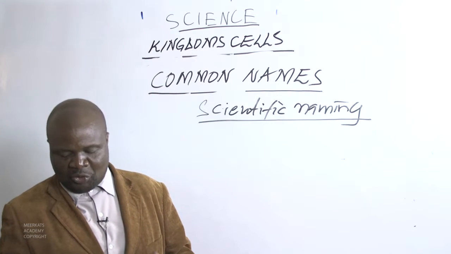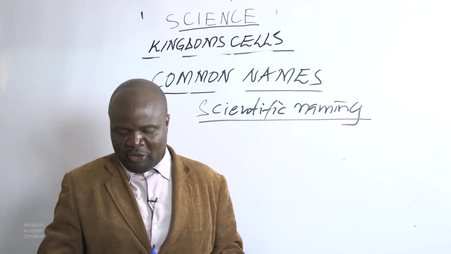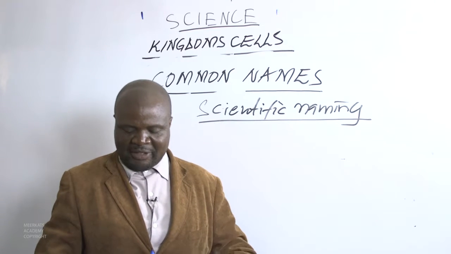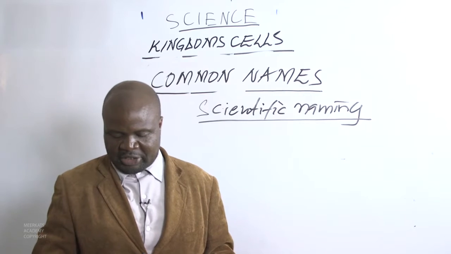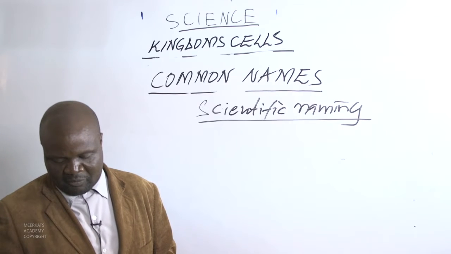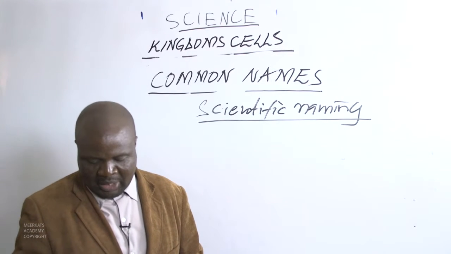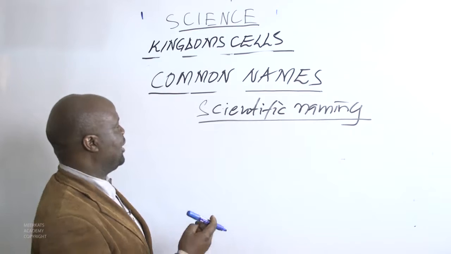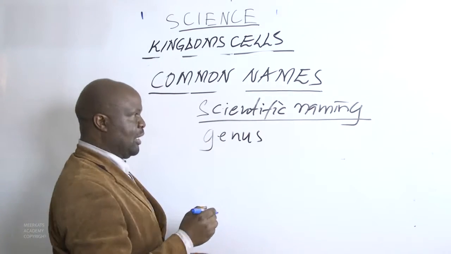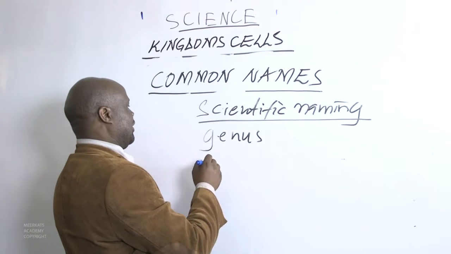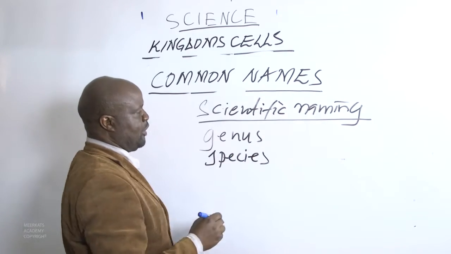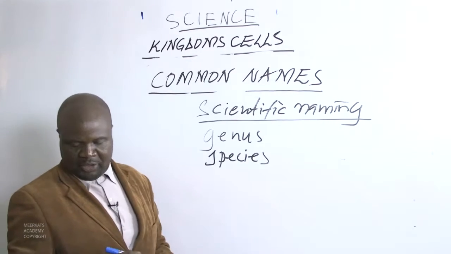The taxonomists use binomial nomenclature when they're doing their naming system. They give every species a unique name with two parts. The first part of the name will be the genus, and the second part of the name will be the species. We shall see an example of how they do this.